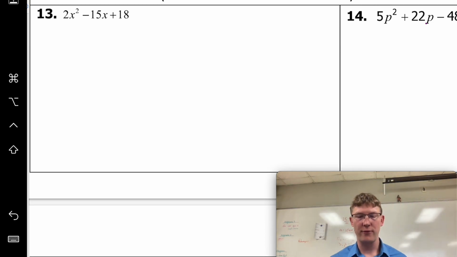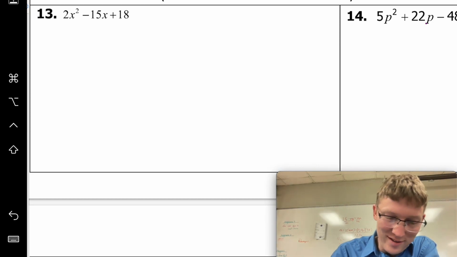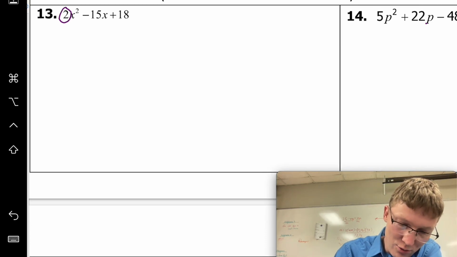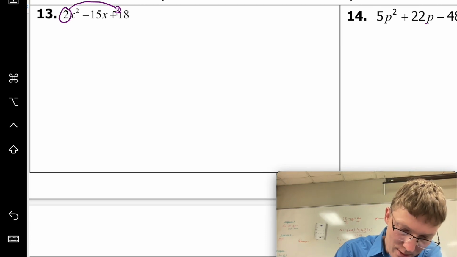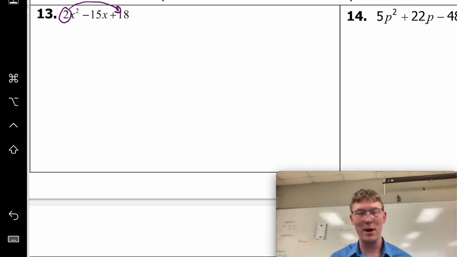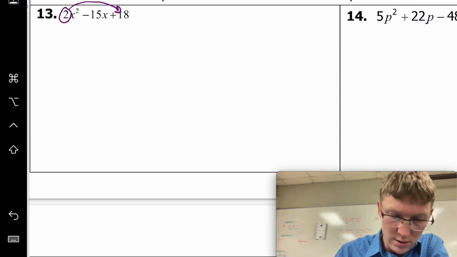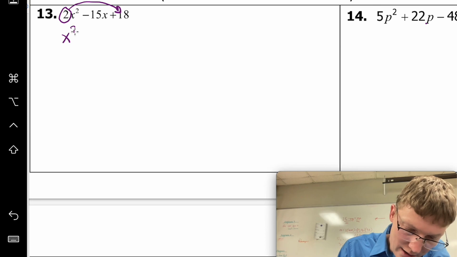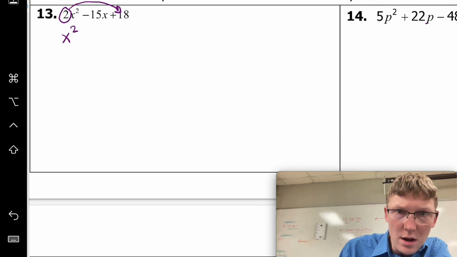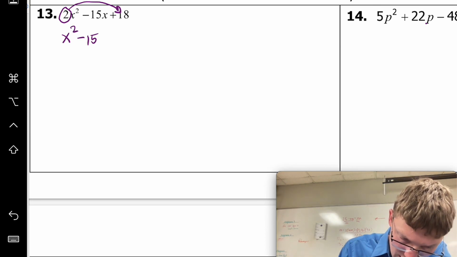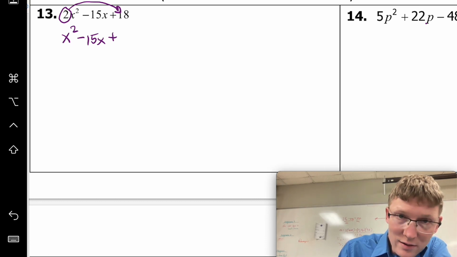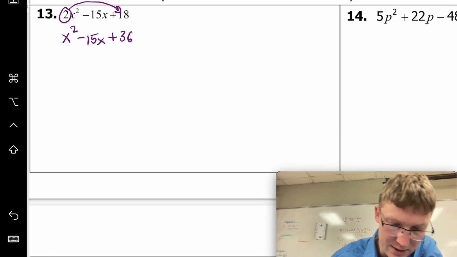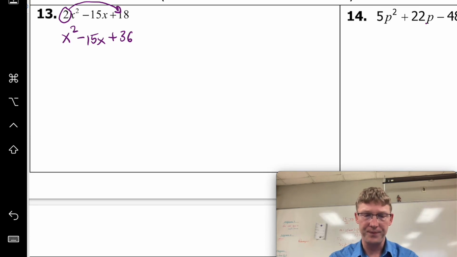I only figured it out when I started actually working here at Lou High. So when I went through school, I didn't know about this, but it works and it's amazing. So the way this works is you take this 2 and you wrap it up into the 18. So you're going to multiply by the 18. So we've got a new polynomial. We've got x squared minus 15x plus 36.